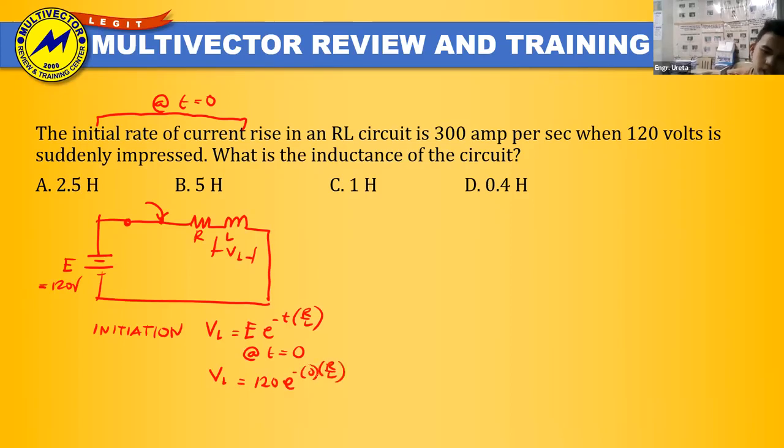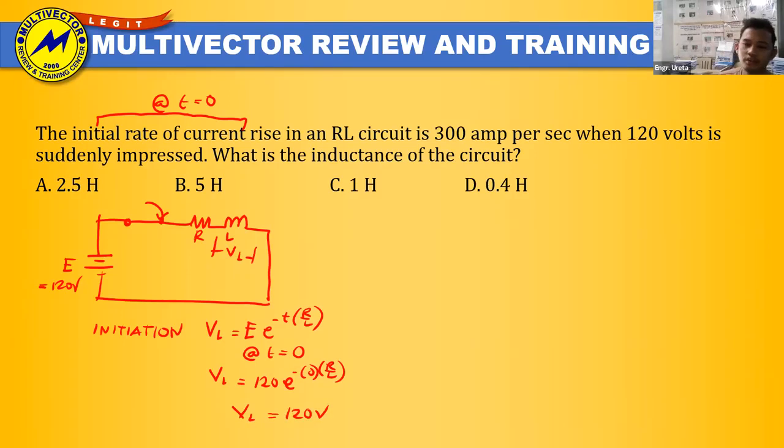Okay, regardless kung ano yung R and L, 0 pa rin siya. 0 times ang constant is 0. Okay, e raised to negative 0 o e raised to 0 is just equals to 1. A constant raised to 0 is 1. Okay, except 0, of course. Therefore, VL is just equals to 120 volts.